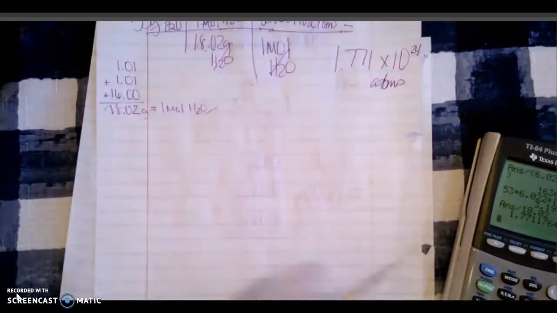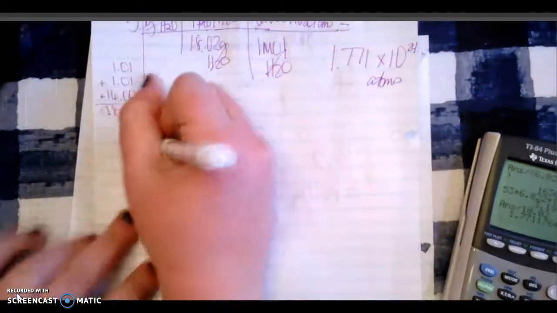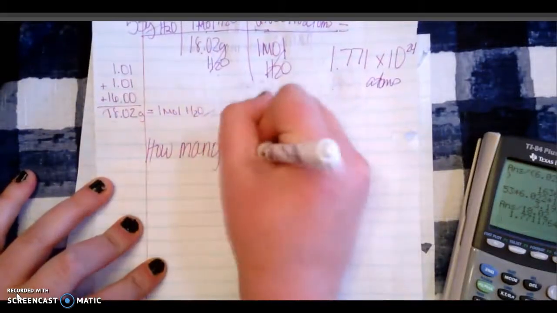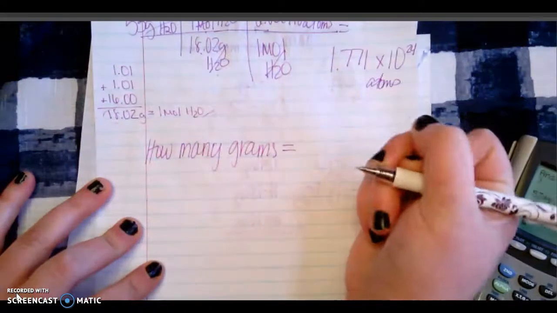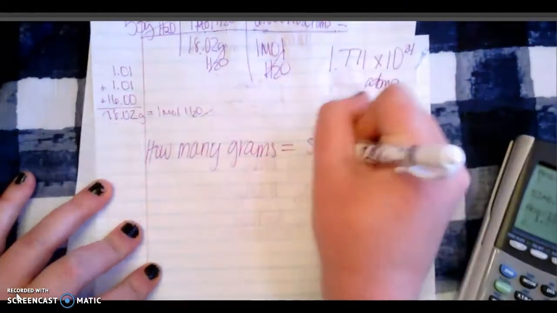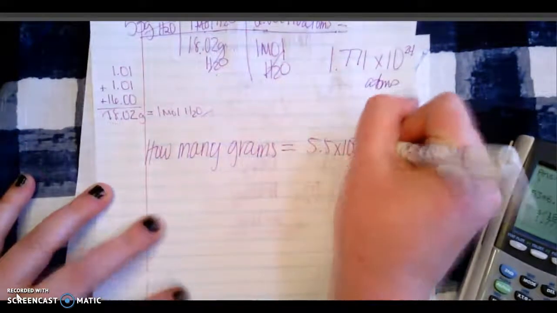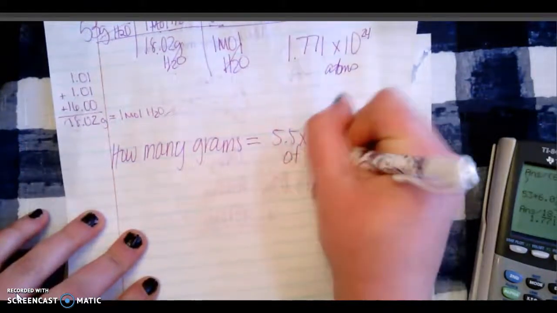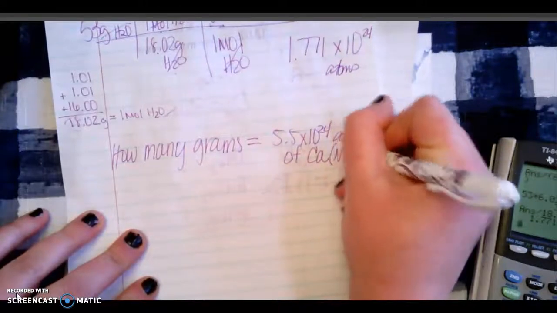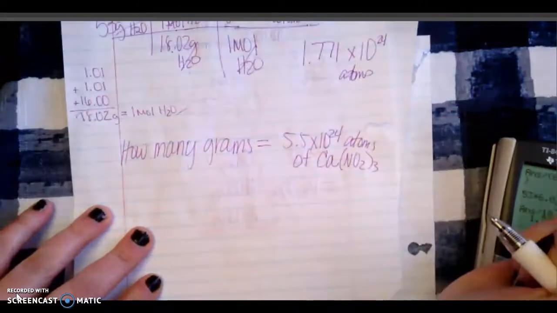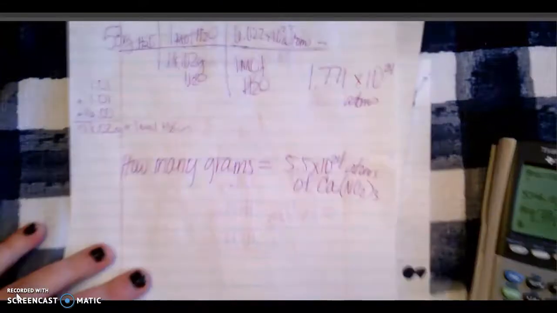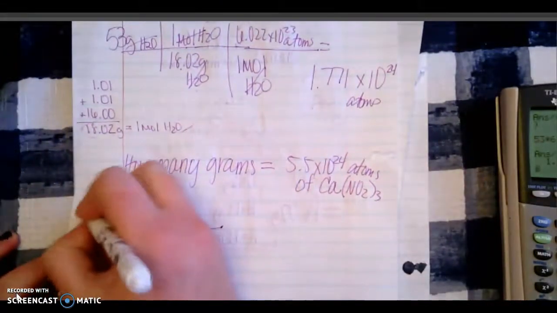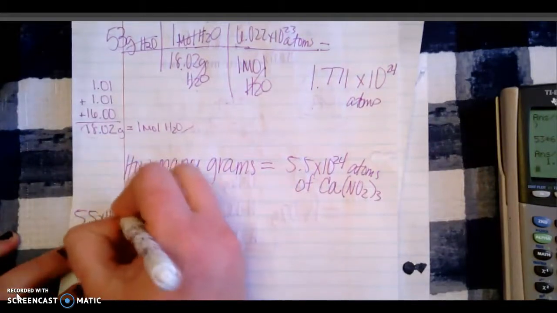Okay, let's do another one. So how many grams are in 5.5 times 10 to the 24 atoms of CaNO2 to the third? Okay. So I'm going to start with what I know. And I know that I have 5.5 times 10 to the 24th atoms.